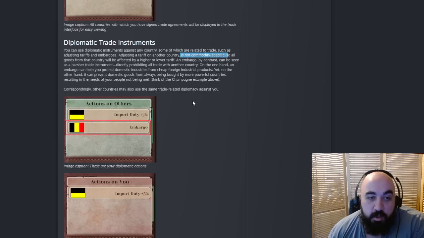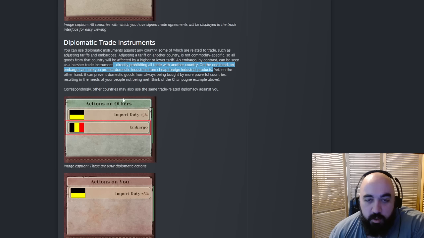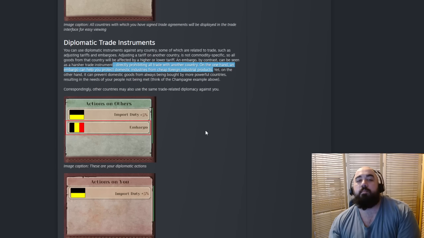An embargo, by contrast, can be seen as a harsher trade treatment, directly prohibiting all trade with another country. On one hand, an embargo can help you protect domestic industries from cheap foreign industrial products. This happened with the UK eventually, in the middling late period of the 1800s, they had a massive deflation from just flooding industrial products into the markets.